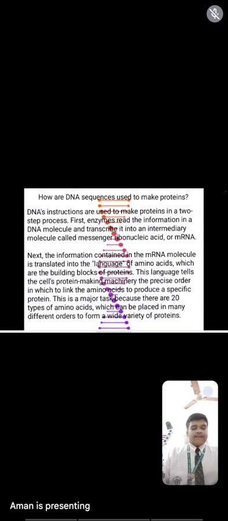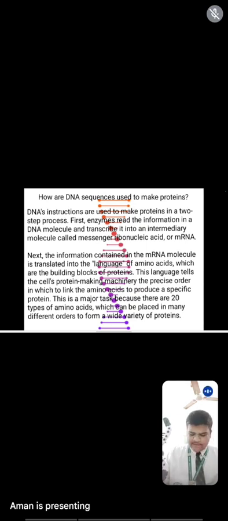Moving on, how are DNA sequences used to make proteins? DNA's instructions are used to make proteins in a two-step process. First, enzymes read the information in a DNA molecule and transcribe it into an intermediary molecule called messenger ribonucleic acid, or mRNA. Next, the information contained in the mRNA molecule is translated into the language of amino acids, that is the simplest form of any protein, which are the building blocks of proteins.